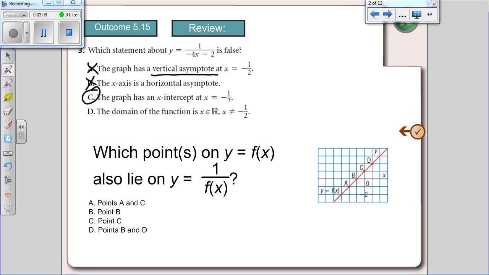Or you could look at the picture and just try it and be like, oh yeah, that doesn't work. D is obviously going to be true, but let's look at it anyway. The domain, so the possible values of x, is x is an element of the real numbers, where x cannot equal negative 1/2. That is true. So the only restriction on this graph is x cannot be negative 1/2.